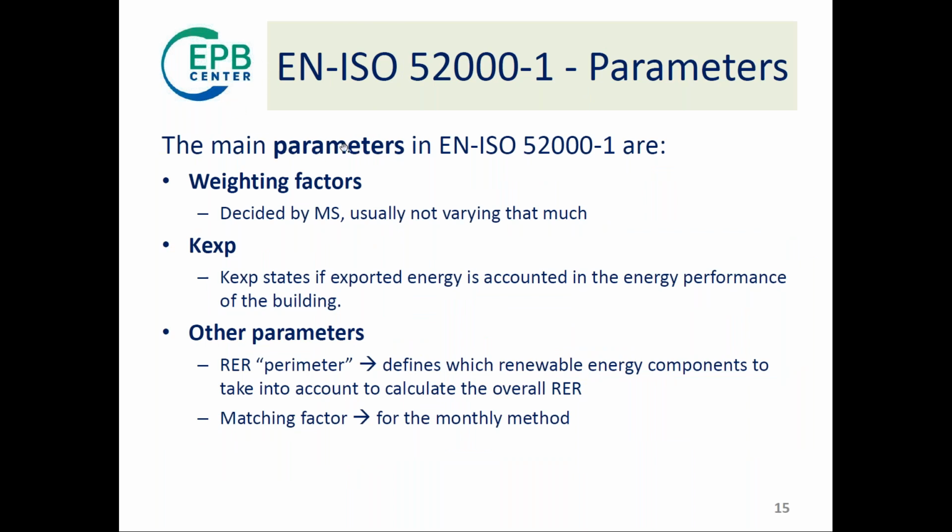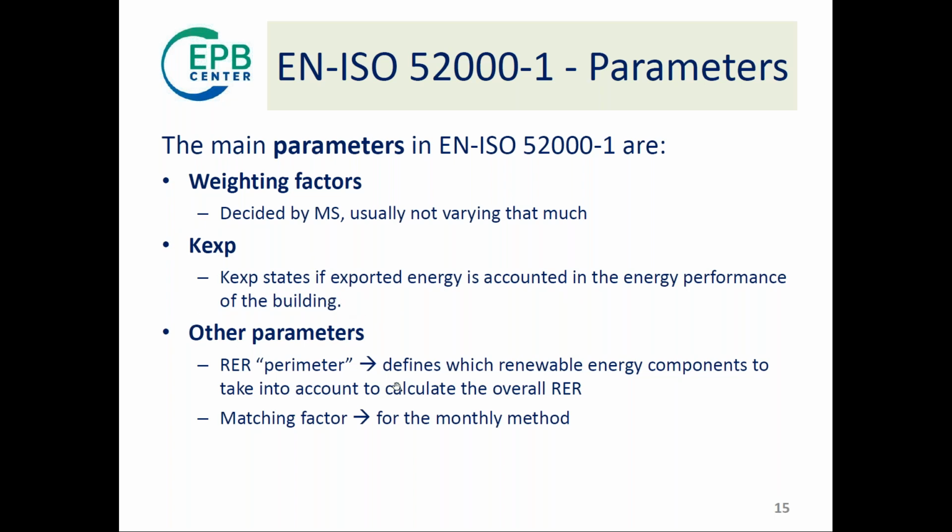The main parameters, of course, are the weighting factors, but typically they are decided by member states. They may be different from country to country, but they are decided by member states. There's no, let's say, freedom of choice for regulatory purposes. What is important also, and very impacting, is the K exported, which states if the exported energy is accounted in the energy performance of the building. And this also is a consequence of the choices of the regulation when determining the energy performance.